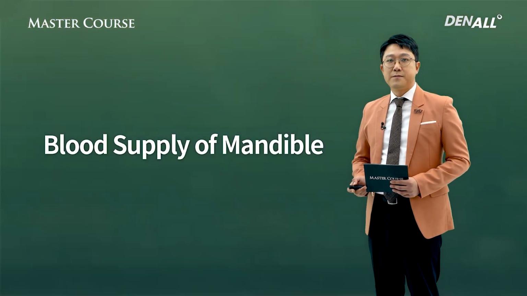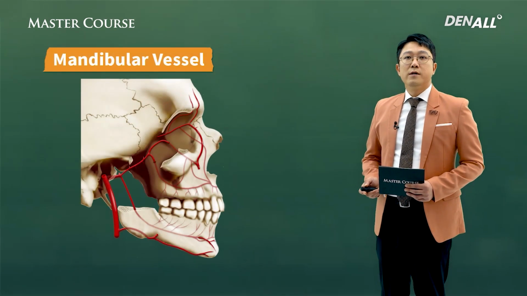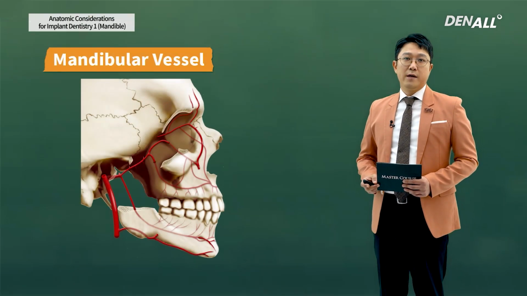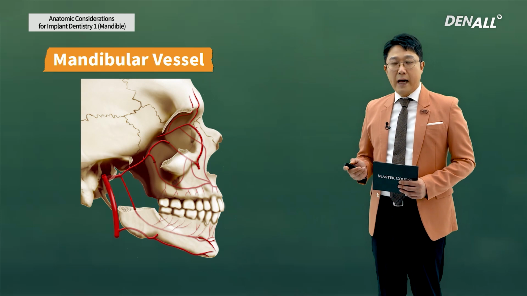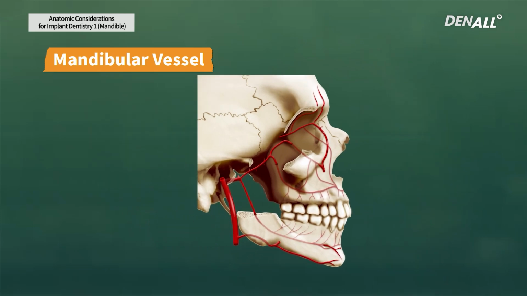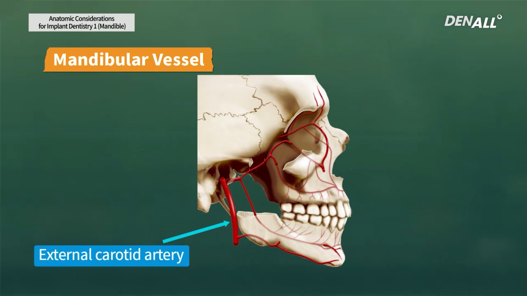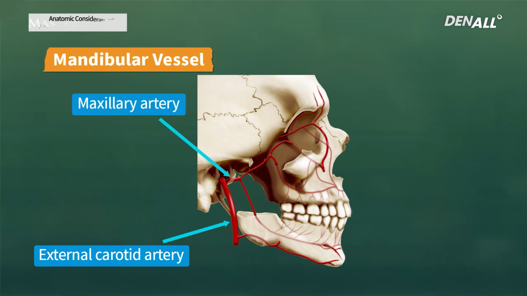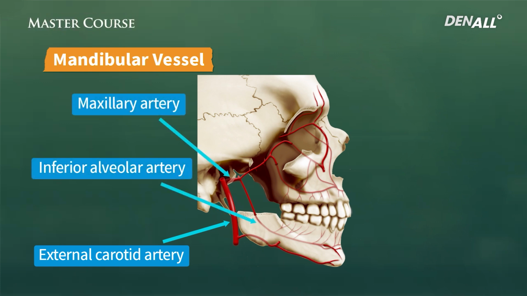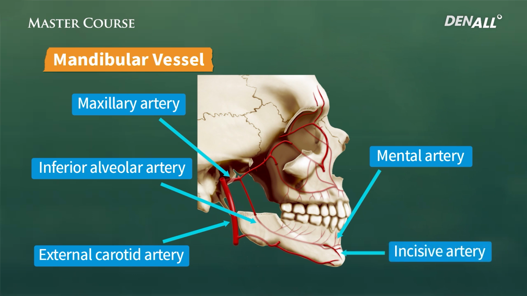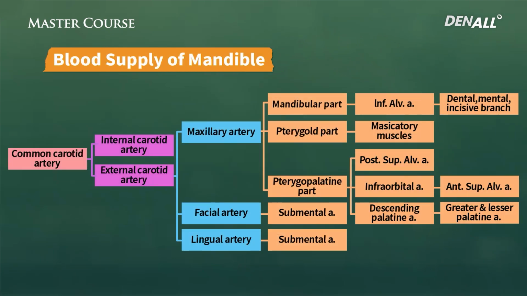Next, blood supply of the mandible. The blood supply comes from the heart, so jawbone blood is supplied from below. From the external carotid artery branches the maxillary artery. From there branches the inferior alveolar artery, which goes through the mandibular foramen and into the inferior alveolar canal. From the mental foramen, the mental artery comes out. The incisive artery runs in the anterior region to supply blood.